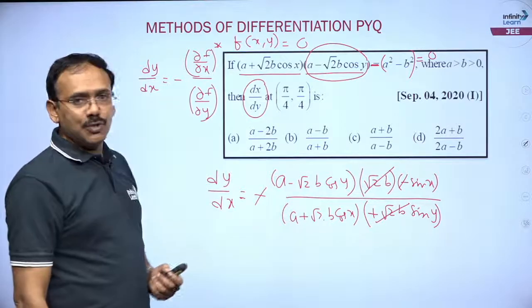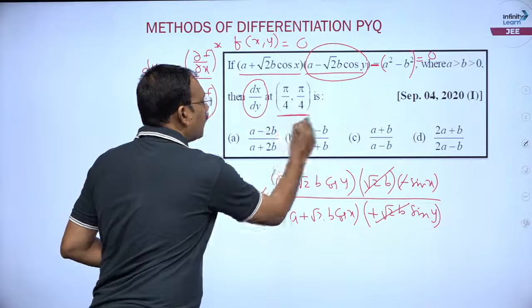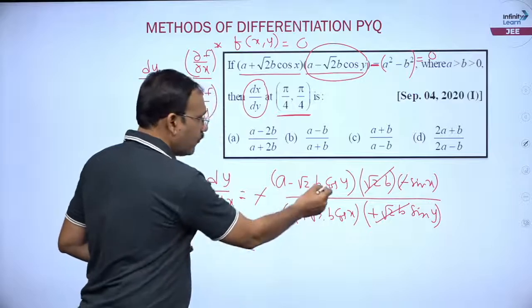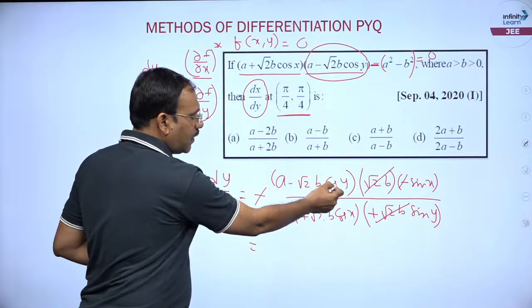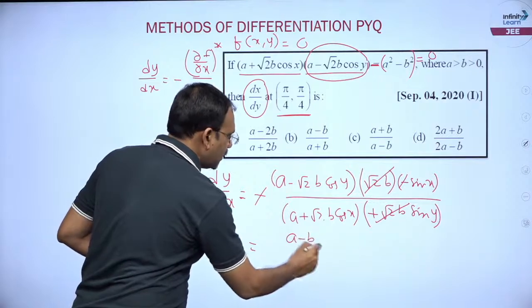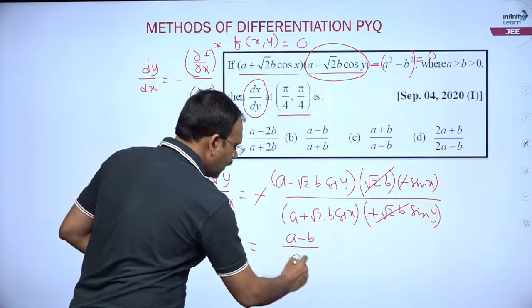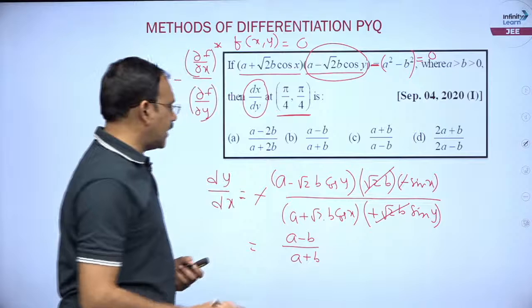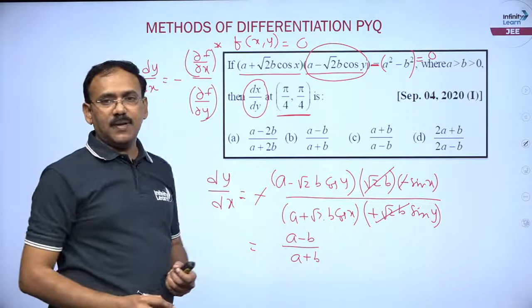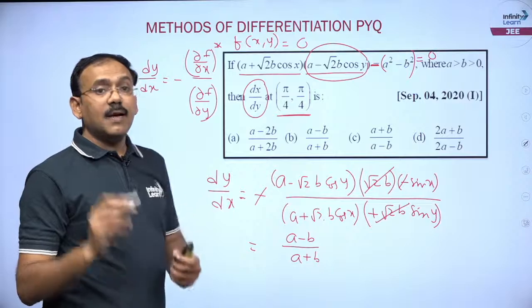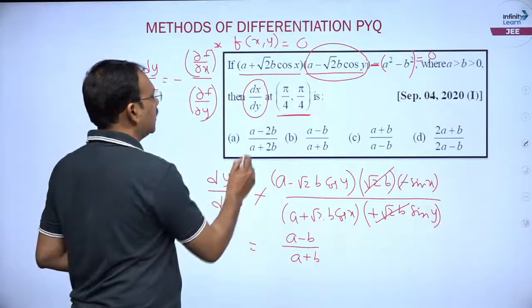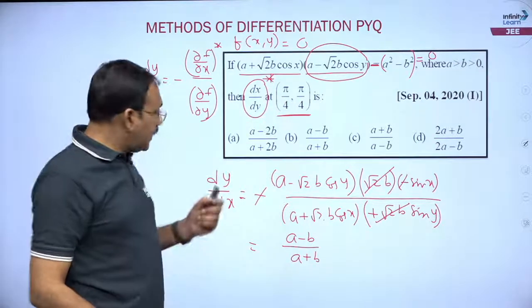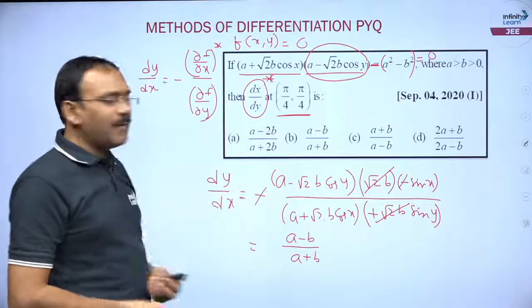Now you have to substitute the derivative at (π/4, π/4), meaning the x value is π/4 and the y value is also π/4. Substitute, friends. When you substitute, 1 by root 2 gets cancelled, a minus b, this becomes a plus b, and this is sin 45, and 1 by root 2 both get cancelled. This is (a minus b) by (a plus b). This is what we call dy/dx, but please remember he asked for dx/dy.